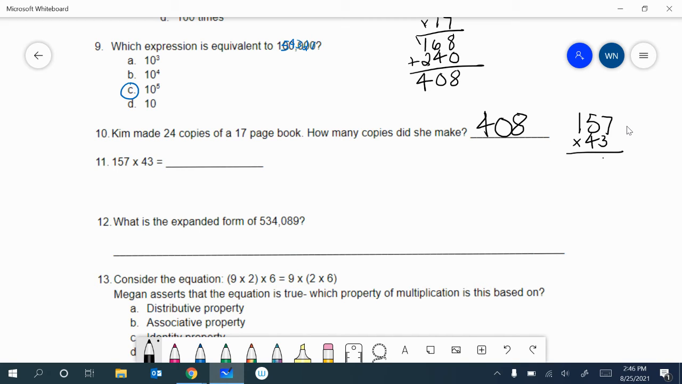3 times 7 is 21. 3 times 5 is 15, plus 2 is 17. 3 times 1 is 3, plus 1 is 4. Put your 0. I'm going to cross out my carryovers. 4 times 7 is 28. 4 times 5 is 20, plus 2 is 22. 4 times 1 is 4, plus 2, 5, 6.